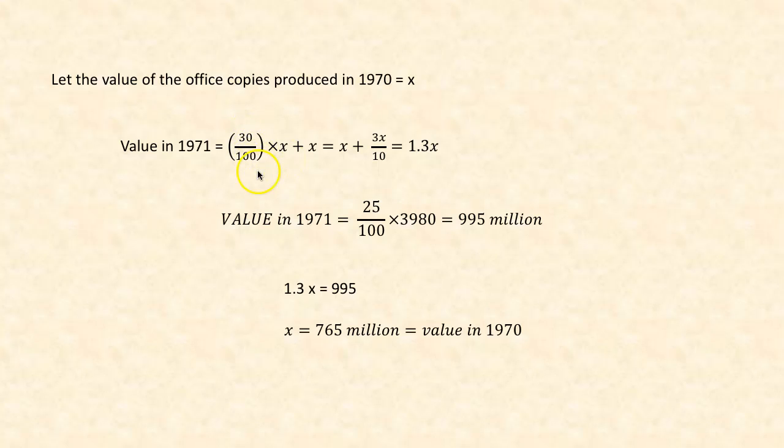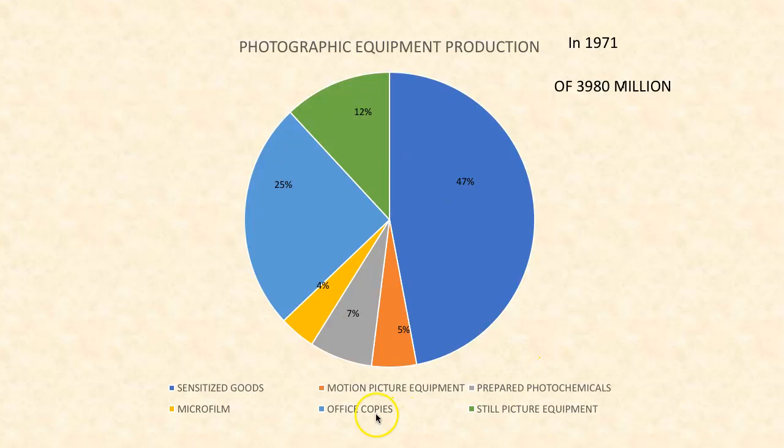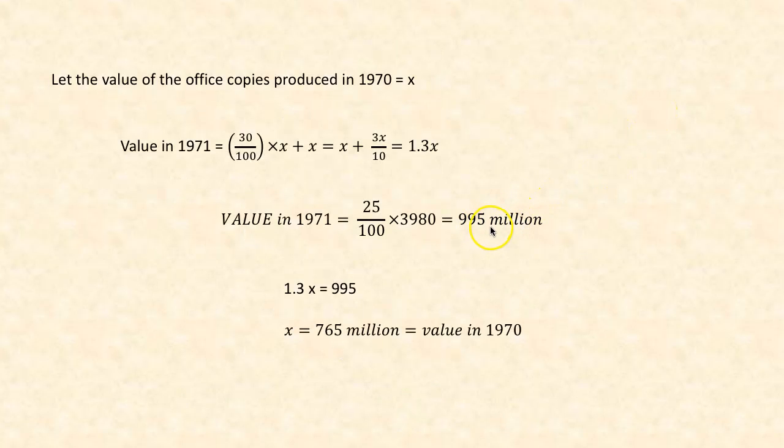So the 0 gets cancelled, it is X plus 3X by 10. Taking the LCM, it is 13X by 10, which is 1.3X. Going back to the graph, we are looking at the office copies in 1971. That would be 25%. So 25% of 3,980, which is 995 million. So equating both, we get 1.3X equal to 995 million.